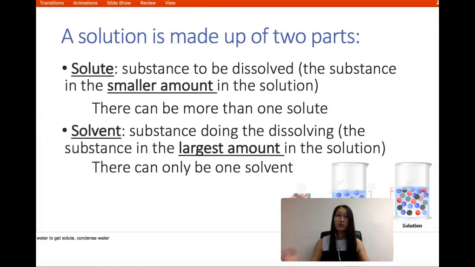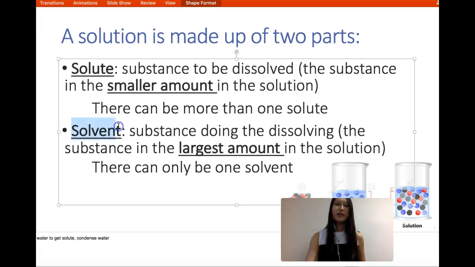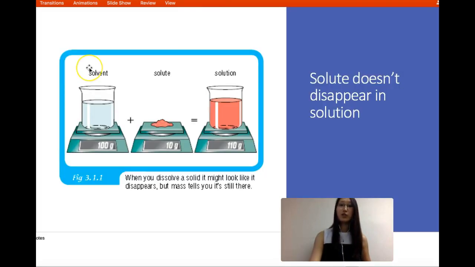Next one, a solution is made out of two parts, solute and solvent. How do you know whether something is solute and solvent? Obviously, if you dissolve something in water, usually the water is the solvent. However, what if you're looking at air right now? There are all those components in the air. How do you know which one is solvent and which one is solute? Whichever substance that you have the most amount of or the most volume of, we will call that the solvent in the solution. And what you have less of will be the solute. So a solute doesn't disappear. So when you have salt solution, the salt doesn't disappear even though you can't see it anymore.